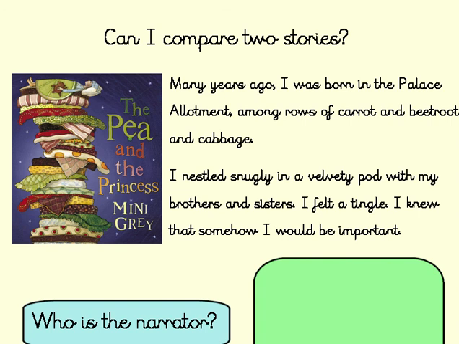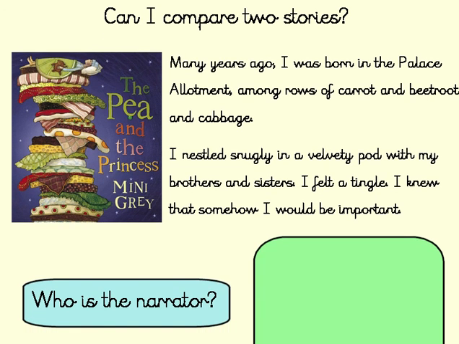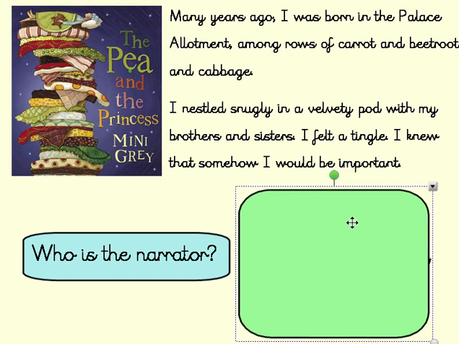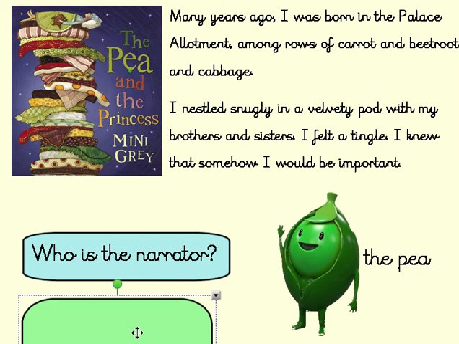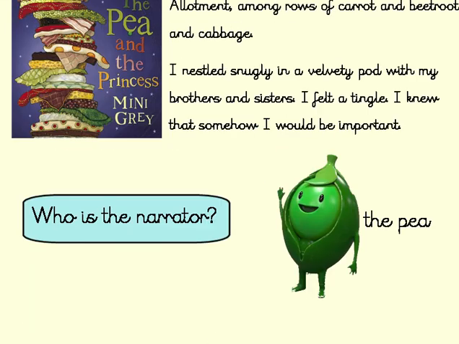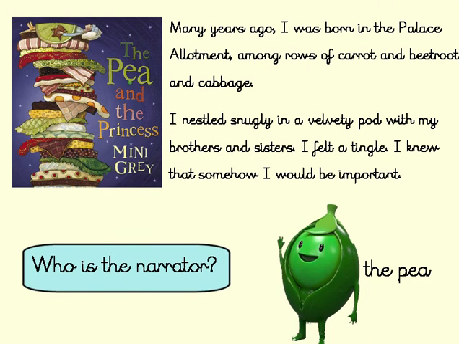Pause the video, have a think. Who is our narrator of this story? Is it the princess, or is it a different character with a twist? Play the video once you're ready to find out. Well done if you uncovered that actually the narrator is going to have to be a vegetable. And that vegetable is the pea. The pea is going to be a main character in our story, and we're going to hear it from the pea's perspective.